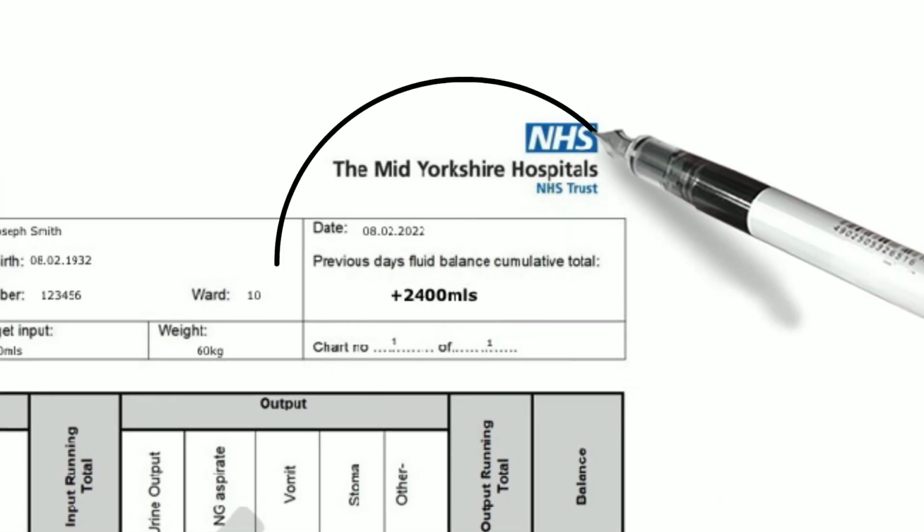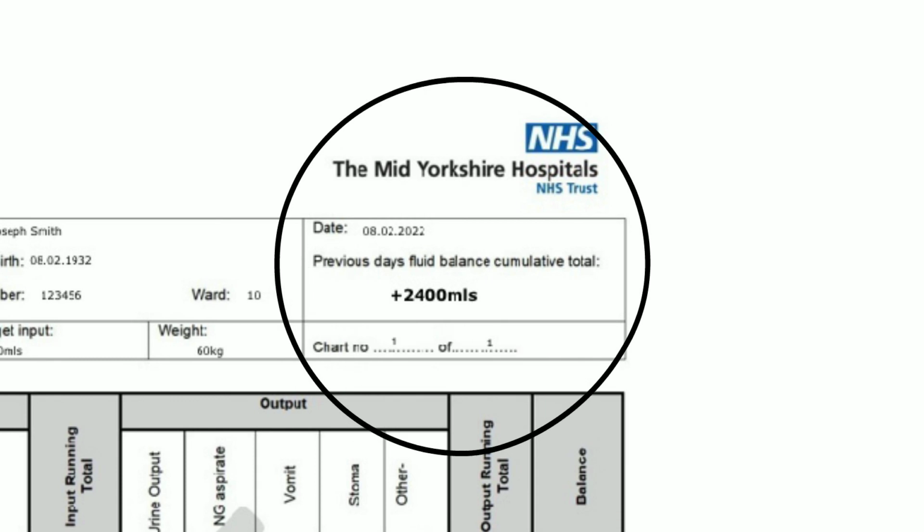The cumulative balance is noted to the top right of the fluid balance chart. The cumulative balance is the current balance plus or minus the balance from the previous day's fluid balance cumulative total. If it is day 1 of commencing the fluid balance, then the cumulative balance is the same as the 24-hour balance. If it is day 2, the cumulative balance is day 2 24-hour balance plus or minus the 24-hour balance of day 1.